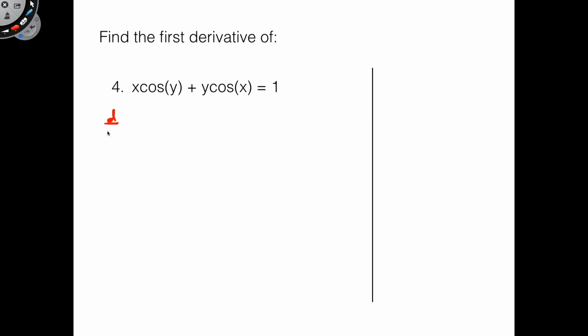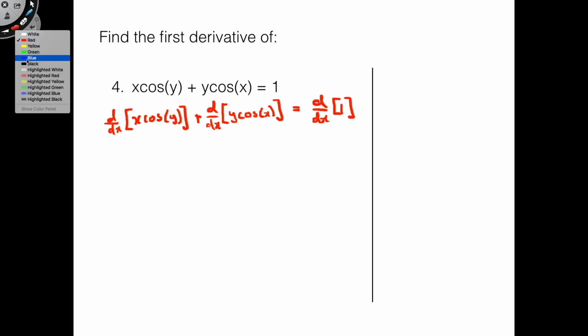So we start by taking the derivative of x cosine of y plus the derivative of y cosine of x equals the derivative of 1. So as you can see, what we're really doing here is taking the derivative of both sides, which is mathematically legal because we're doing it to both sides.